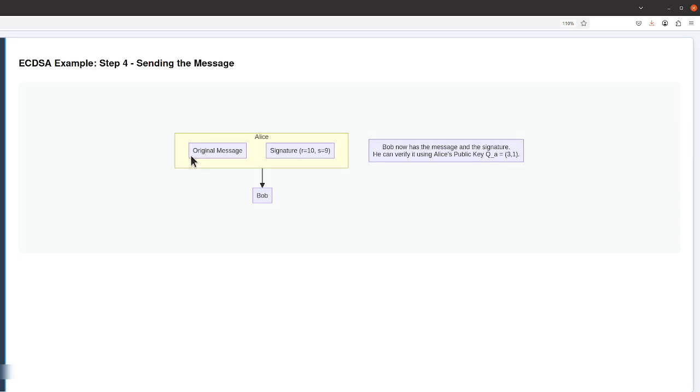ECDSA example. Step 4, sending the message. Alice has now successfully signed her message. She sends 3 pieces of information to Bob across the public network: the original message itself, the R component of her signature, 10, and the S component of her signature, 9. Bob, or anyone else, can now use this information along with Alice's public key to verify that the signature is authentic. Notice that Alice's private key DA equal to 4 and her secret nonce K equal to 3 were used in the calculation, but never transmitted.